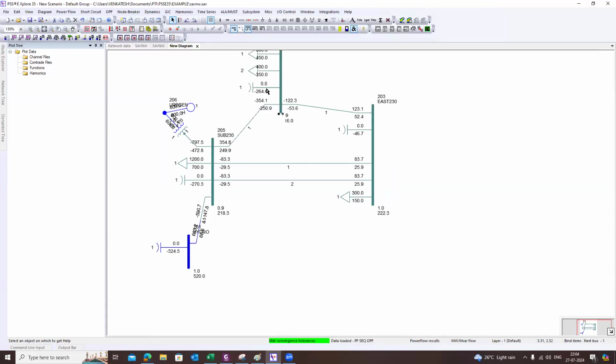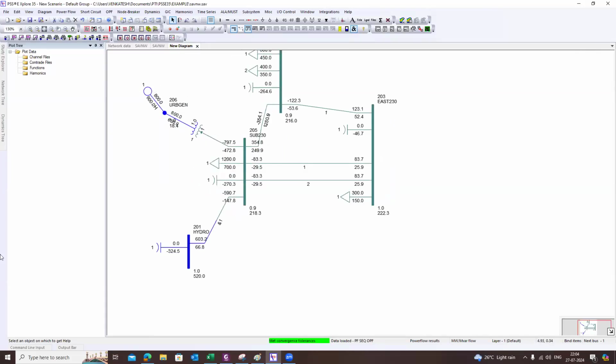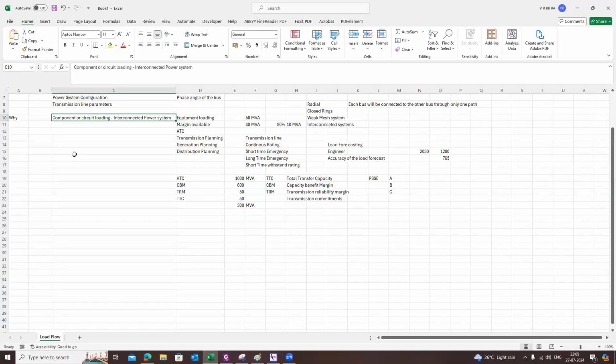Got it, sir. Very helpful. Thank you. So this is the reason why PSSC is preferred. You see here, 206, where is the bus? So this is the 206, right? So here only the network, whatever you require, that only you can display. Whereas in the ETAP, that is not possible. So that is the reason why people in the utility are especially preferring the PSSC. Right. Yeah. Any doubts?